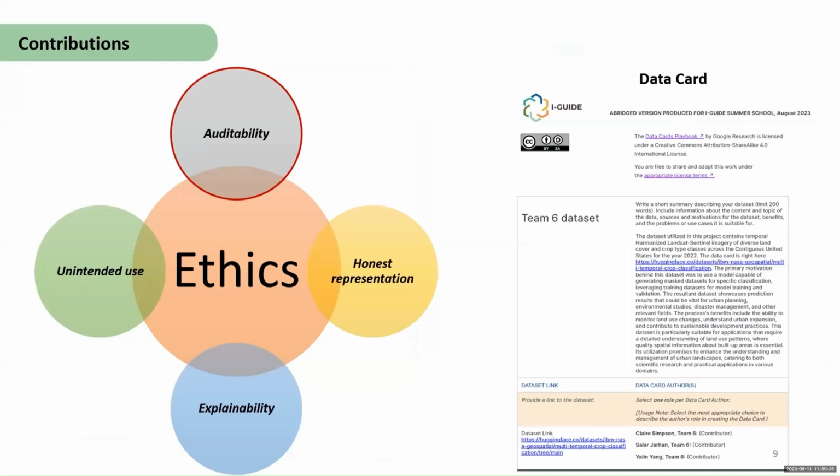So this is our contribution. In terms of the ethics, we mainly focus on 4 different ethics methods, which are auditability, honest representation, explainability, and unintended use. Among them, we would like to emphasize auditability, that we have the data card and checklist, Jupyter Notebook, so that the user can easily follow our instruction and learn our model.